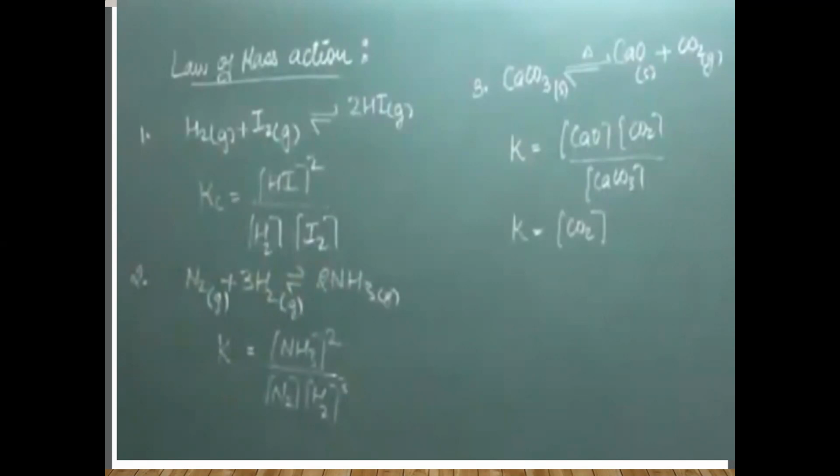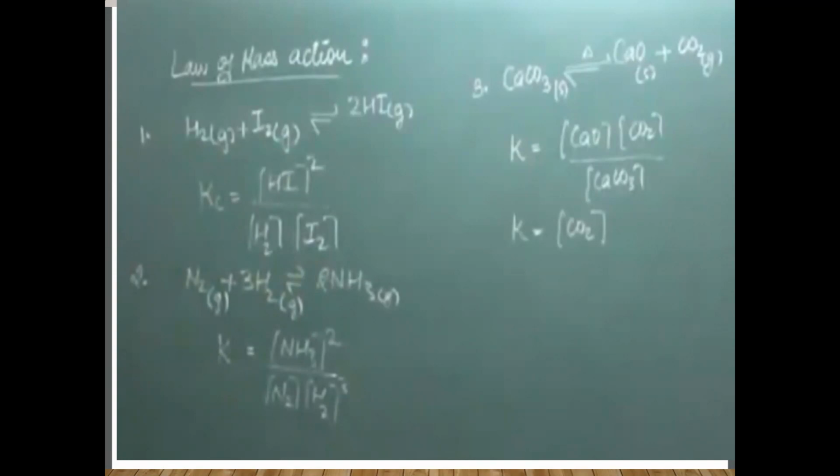Because I'm calculating this equilibrium constant in terms of concentration, I write Kc. K stands for equilibrium constant and C for representing concentration. One more example: nitrogen plus hydrogen reacts and forms ammonia. If I want to calculate the equilibrium constant for this in terms of concentration, again Kc is equal to the concentration of product, that is ammonia, with stoichiometry 2, so 2 will become the power, upon the concentration of reactants, nitrogen and hydrogen. So nitrogen power 1 and hydrogen power 3.